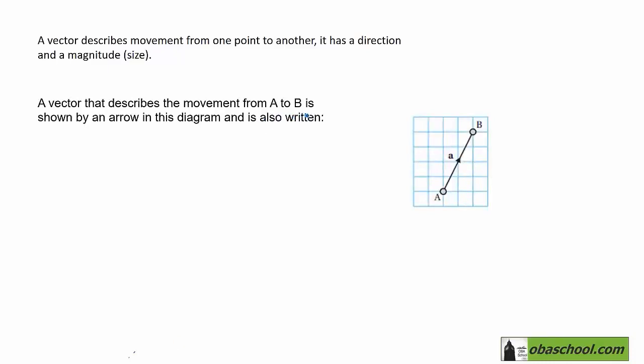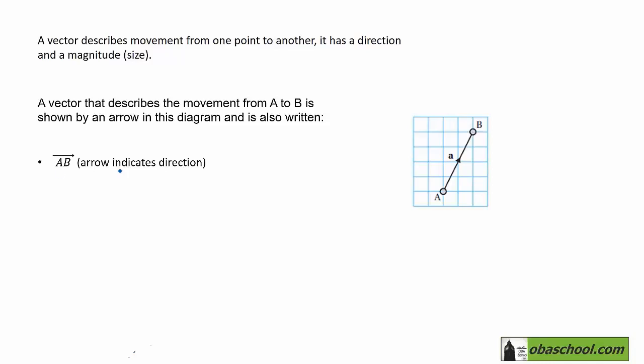A vector that describes the movement from A to B is shown by an arrow in this diagram and is also written. So take a look at this diagram. You can see 2 points connected, A and B. And the arrow shows that the object is moving from point A up to point B. So the arrow indicates the direction that this object is moving. A, B with the vector above, and it has an arrow that indicates the direction.